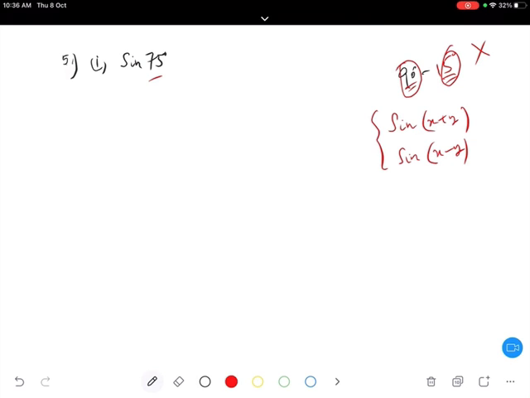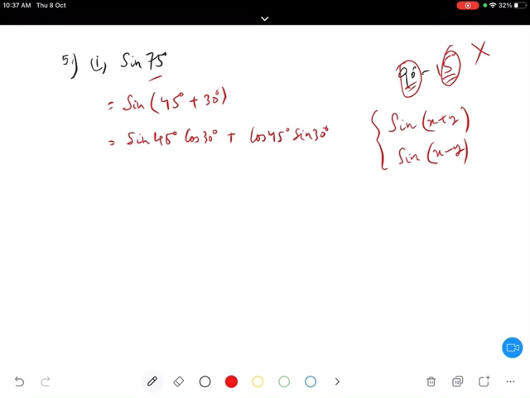So tell me now, sine 75. It's so easy. How can I break it into two angles whose sine values I know? Sine of 45 plus 30. Yes or no? Yes. Then you apply that formula. So it is sin of x plus y. What is the formula? It is sin x cos y plus cos x sin y. So sin 45 cos 30 plus cos 45 sin 30. This is the formula, right?